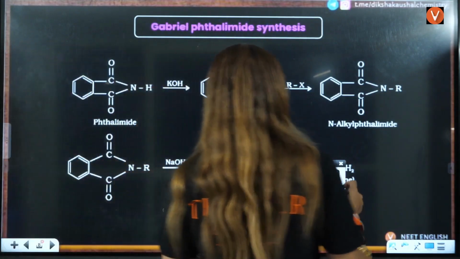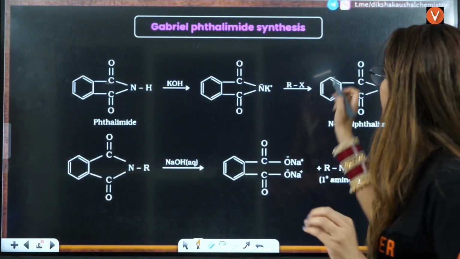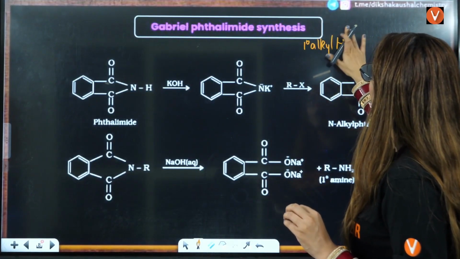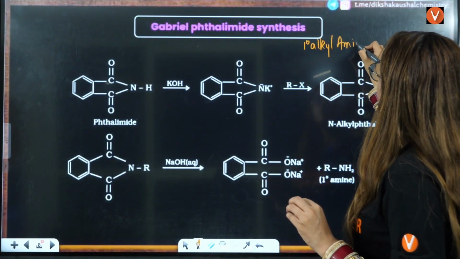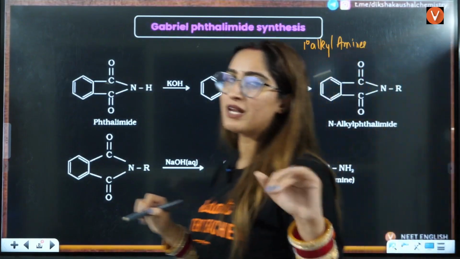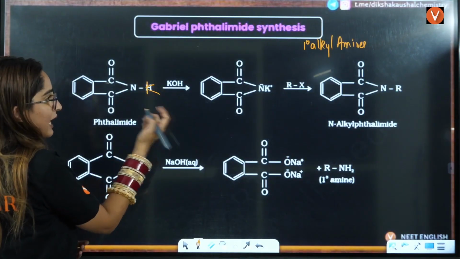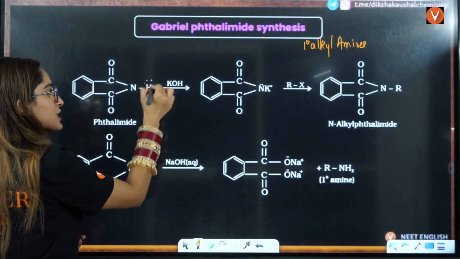Right. Next we have the Gabriel phthalimide reaction, which is used only for the preparation of primary alkyl amines. In this case, we will have phthalimide here. Firstly, adding KOH, this H will be replaced by K. Then adding RX, this will be replaced by R.